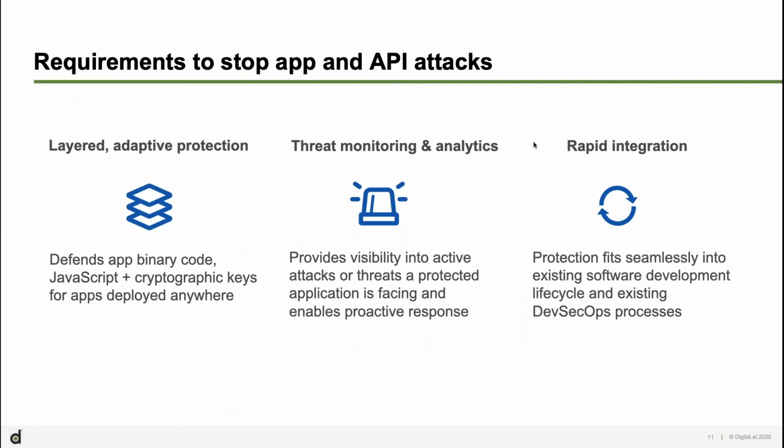So the approach that's recommended for addressing these types of attacks, these types of exposures that our mobile applications and web applications see today, has three aspects. The first is layered adaptive protection that addresses largely what we've been talking about, the susceptibility to reverse engineering and tampering that we see in any sort of distributed software.